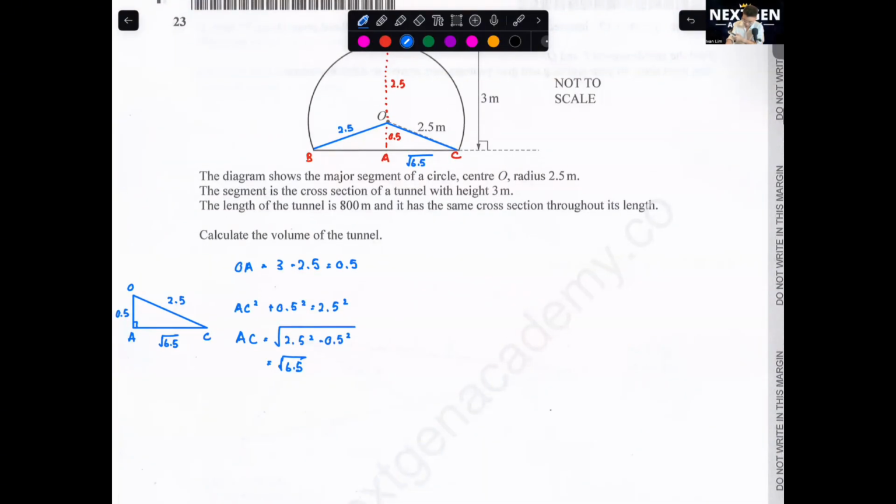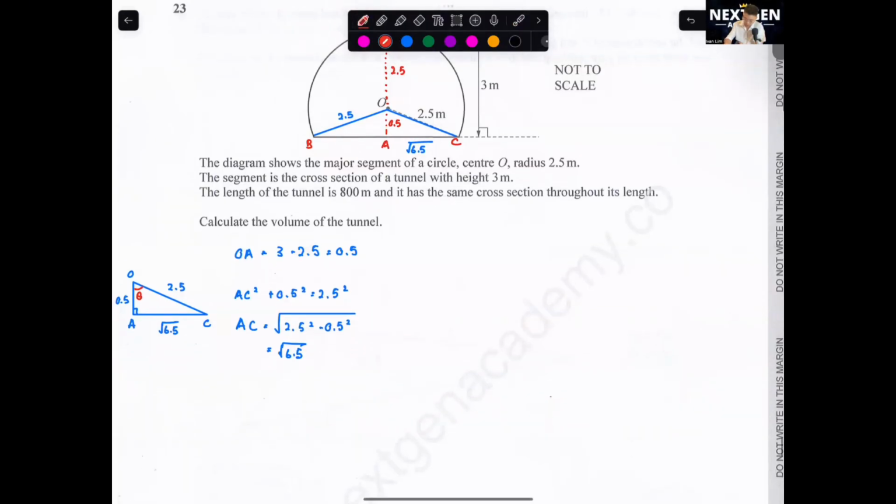Okay, the next thing that we need to find is the angle over here. So what is angle OAC? Put theta. Which one can we use? We can use SOHCAHTOA. I will use this one, adjacent and hypotenuse.